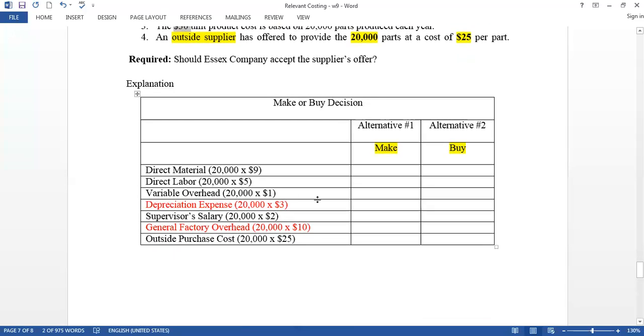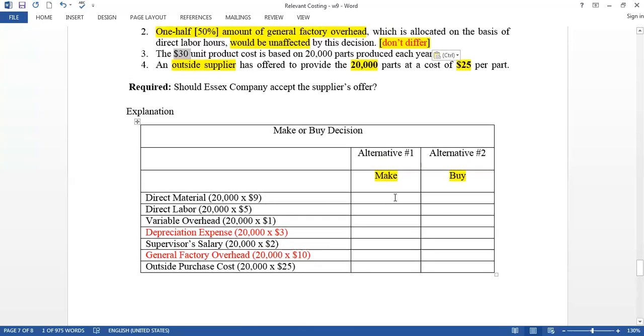Now we can see it. If you make the product, how many units do you have to produce? You have to produce 20,000 units, right? And what is the direct material cost? Direct material cost is $9. So it means that if you make the product, then you need direct material. How much direct material do you need? $180,000 direct material you need.